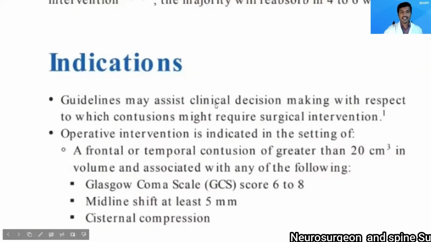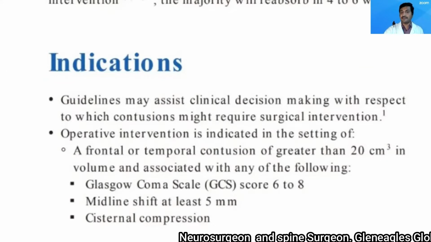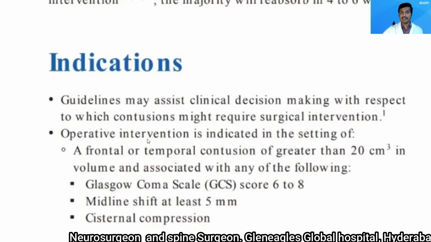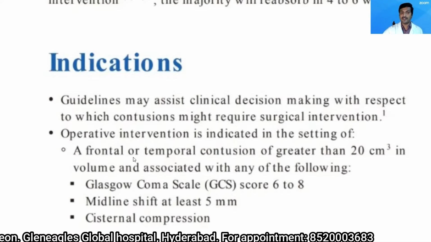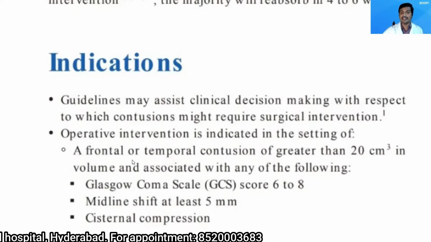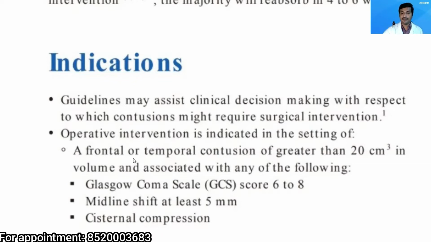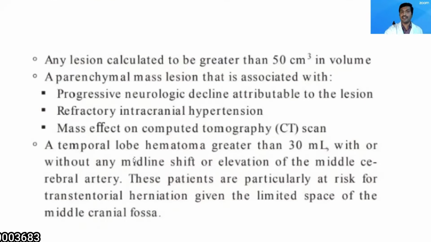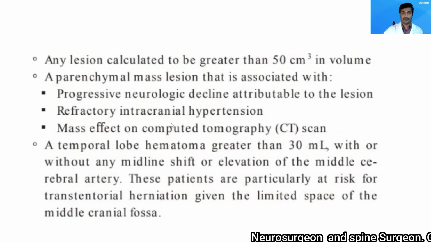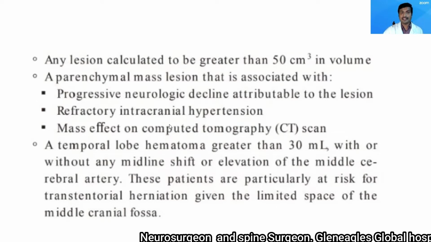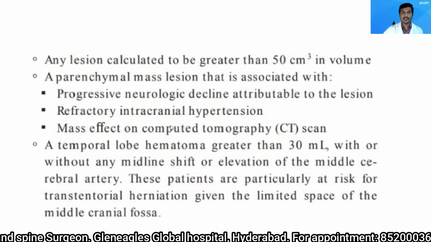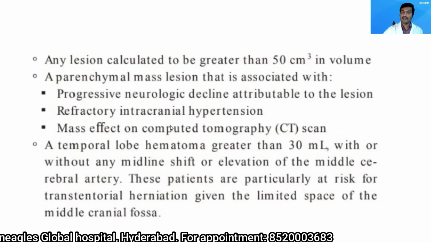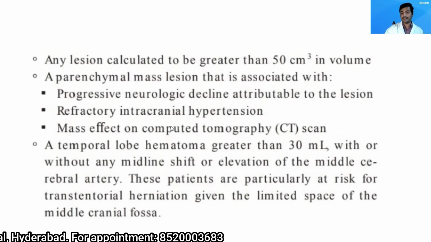The indications we have discussed in the previous session, but let me be very quick. A frontal or temporal contusion of greater than 20 cc in volume associated with any of the following: Glasgow Coma Scale of less than 8, a midline shift of at least 5 mm, cisternal compression seen on CT scan of brain, or any frontal lesion greater than 50 cc in volume, or a parenchymal mass lesion irrespective of the volume if it is causing progressive neurological decline, or refractory intracranial hypertension, or mass effect as seen on the CT scan of brain.